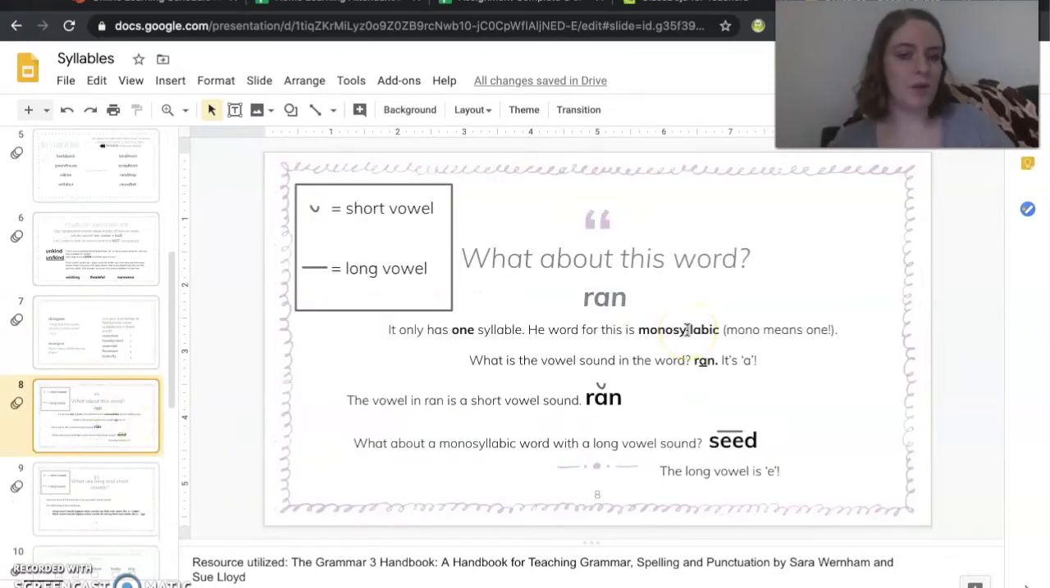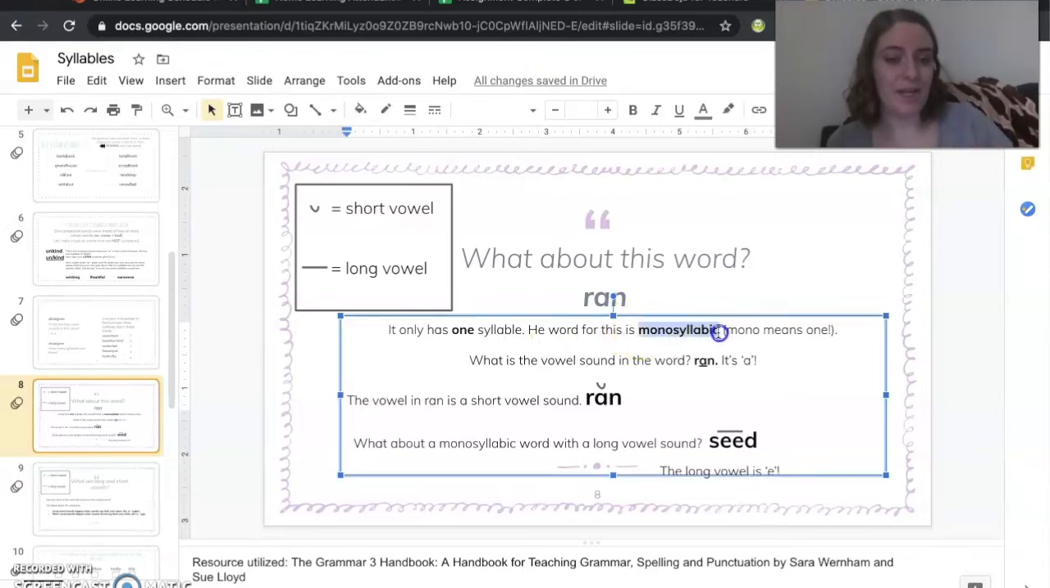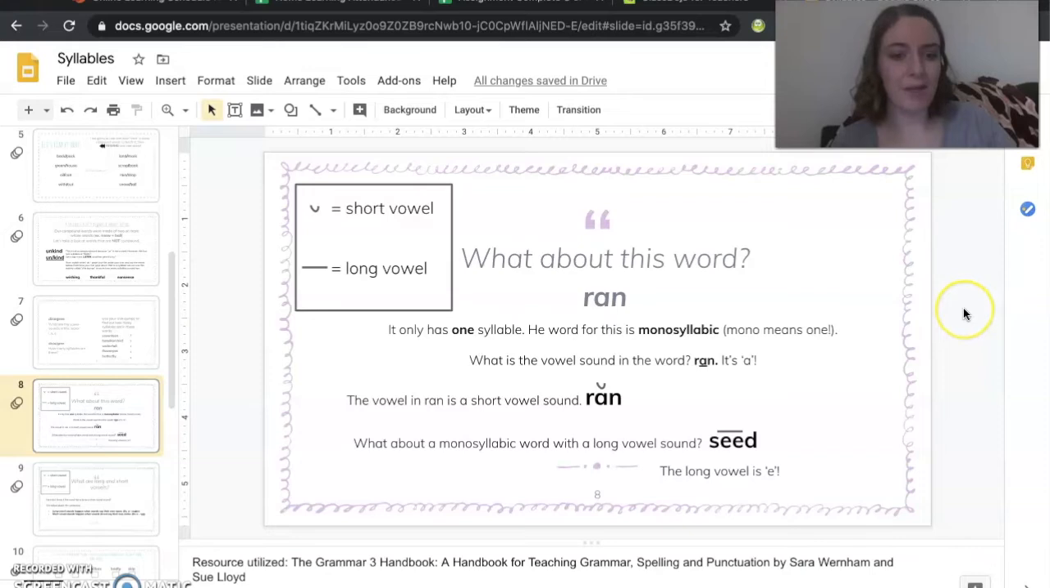So what about this word? Take a look. The word says ran. How many times did my jaw move? Just once, because there's only one syllable in that word, just one beat, and there's one vowel sound. So this word has a fancy name. It is a word that is monosyllabic. Mono means one. Syllabic means to have syllables. So monosyllabic means I have one syllable, okay?